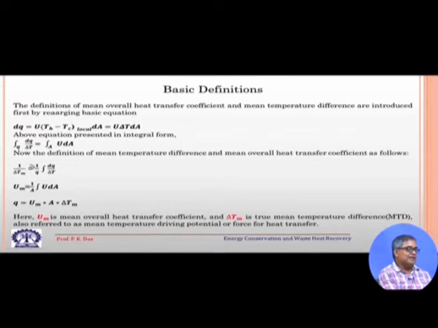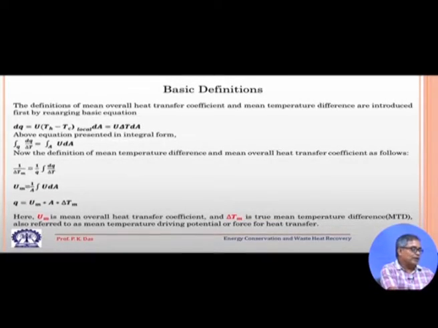Delta T mean, that is the mean temperature difference. One has to appreciate one thing: the local temperature difference between the two streams, which is the driving force for heat transfer, changes along the length of the heat exchanger. In general, it will change along the length of the heat exchanger. So, we have to have some sort of mean temperature difference, and the determination of the mean temperature difference becomes the crux of the point in the analysis of heat exchanger.